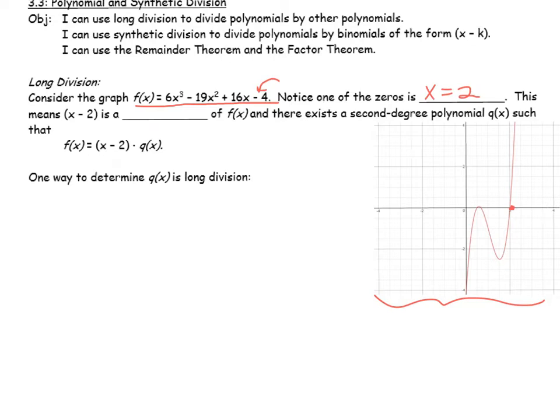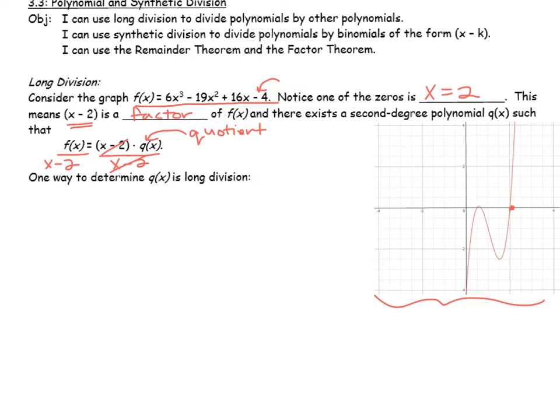That also means that x minus 2 is called a factor of that polynomial. And there would be a second-degree polynomial q of x such that f of x would equal x minus 2 times q of x. Q of x is known as the quotient, or the answer you would get after you divide out x minus 2 on the other side. So if we do that division, that means we're going to divide our original polynomial by x minus 2.